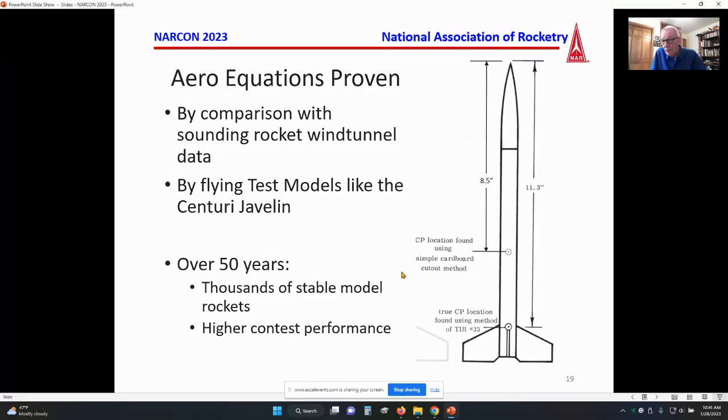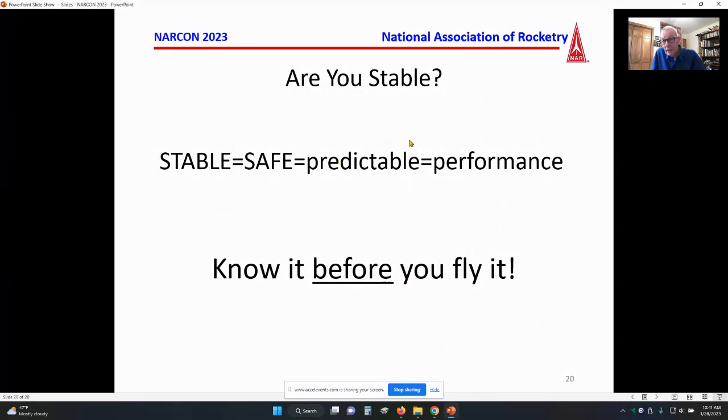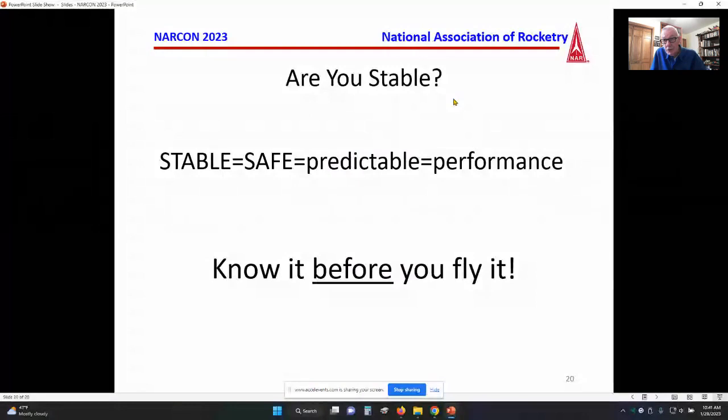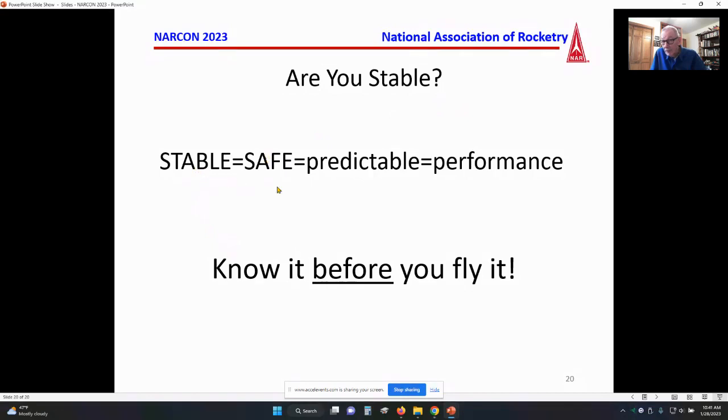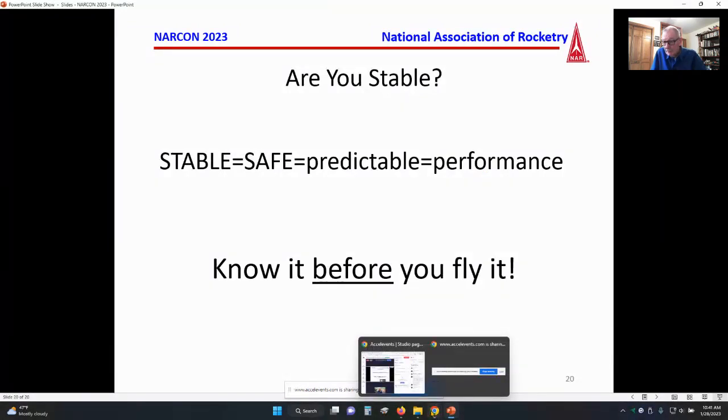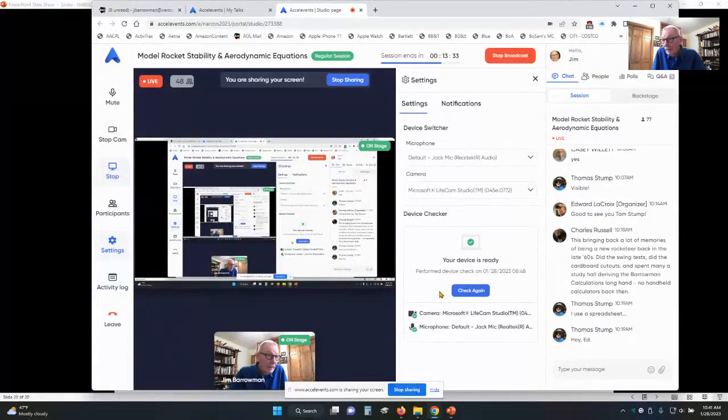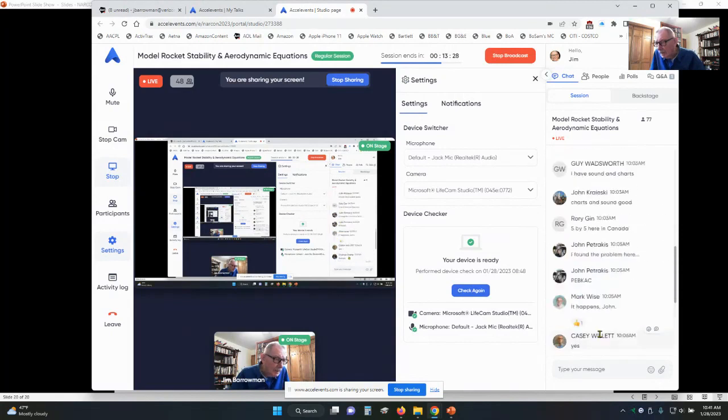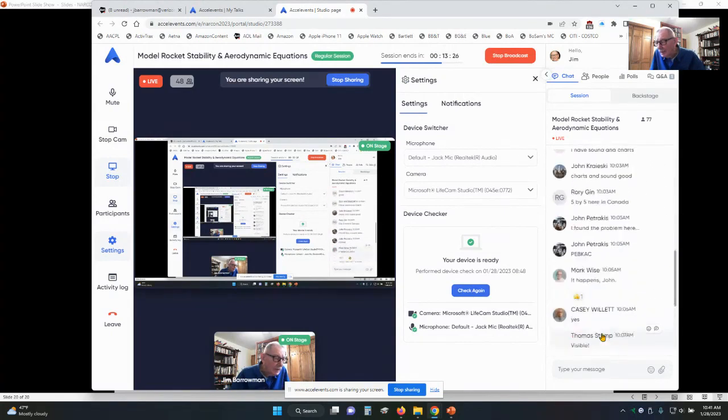I'm open for questions and answers. The key question to ask yourself is, are you stable? Are your rockets stable? Because stable means safe, means predictable, means good performance. And you really want to know it before you fly it. So I'm open to questions, and I'll take them, I guess, in the order that they showed up.